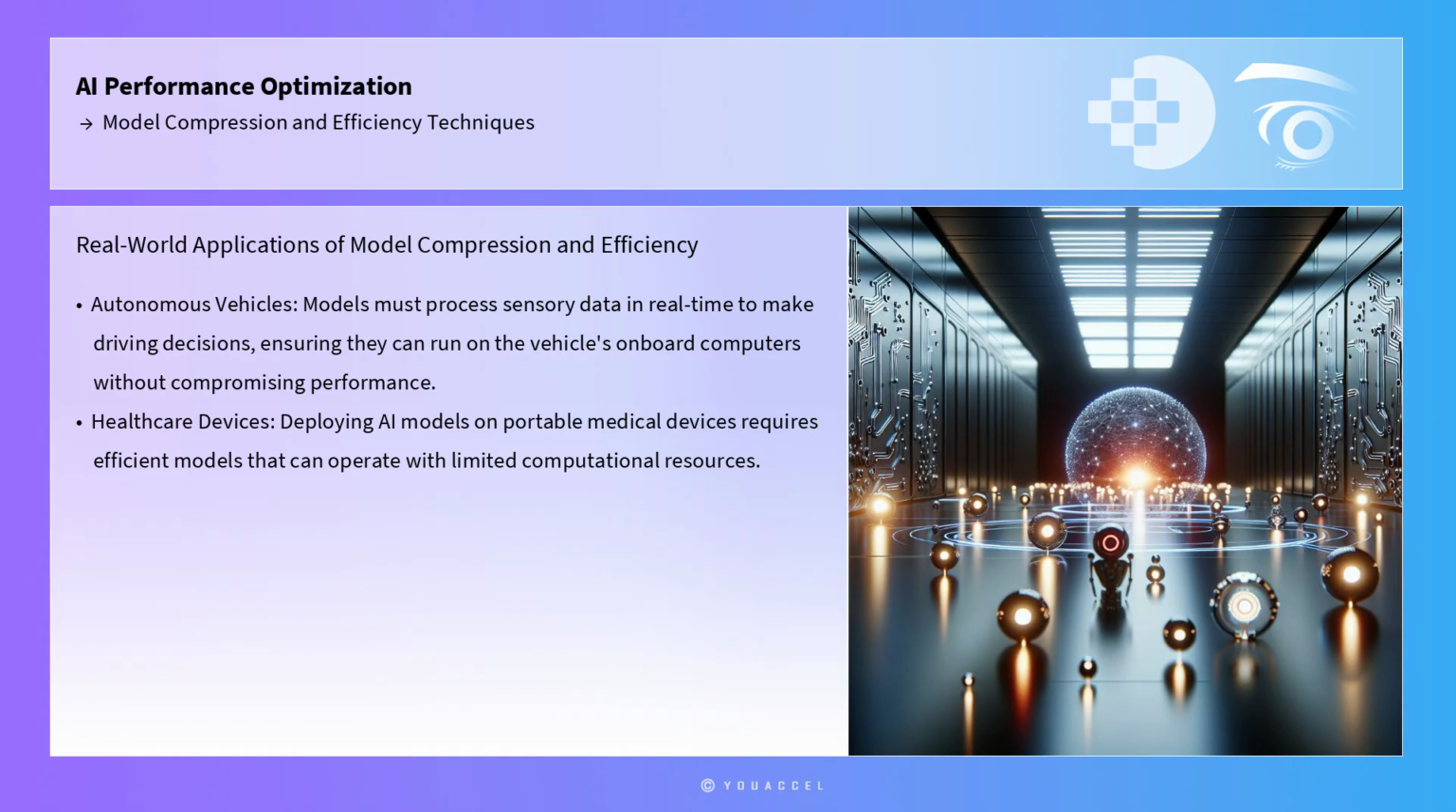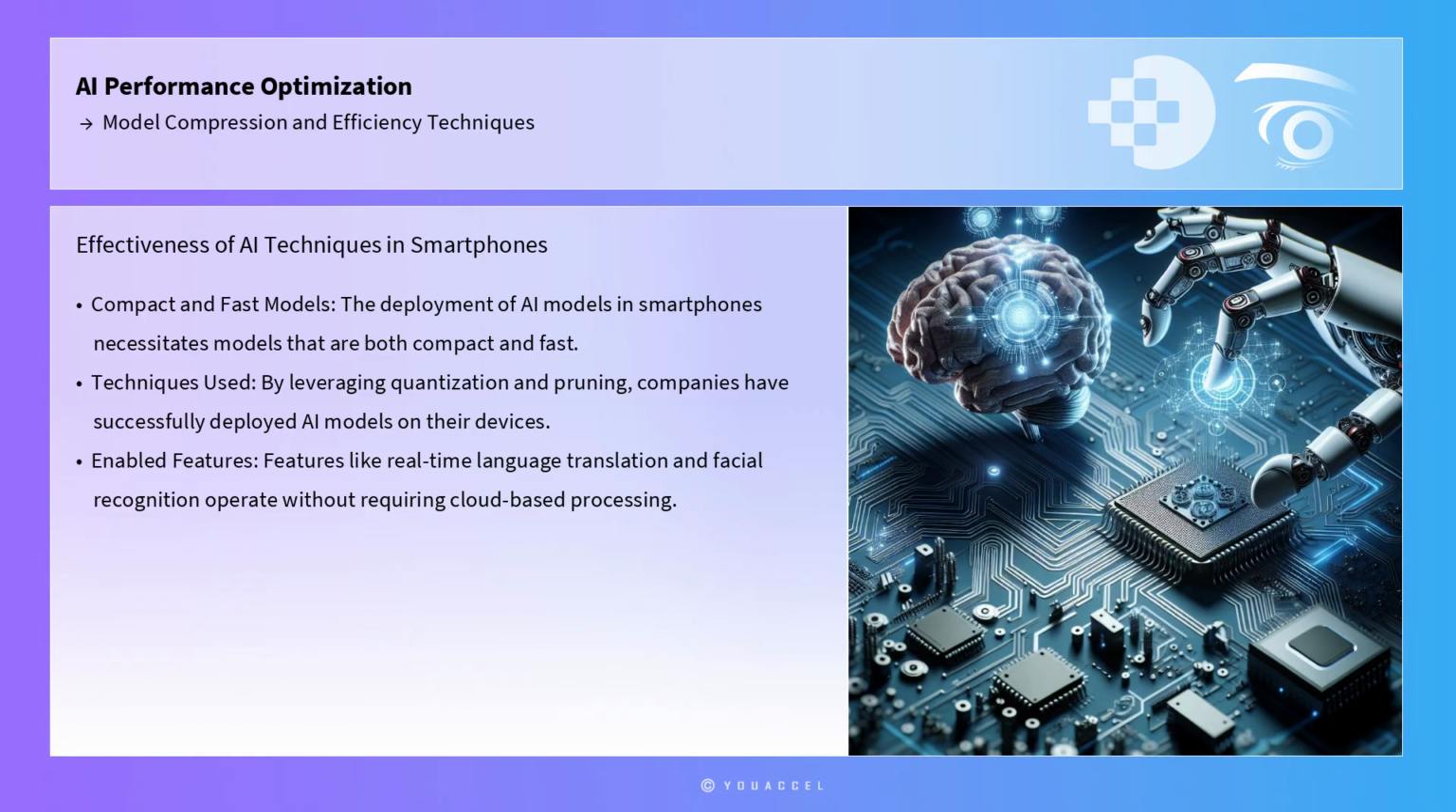Real-world applications of model compression and efficiency techniques are diverse. In autonomous vehicles, for instance, models must process sensory data in real time to make driving decisions. Model compression techniques ensure that these models can run on the vehicle's onboard computers without compromising performance. Similarly, in the field of healthcare, deploying AI models on portable medical devices requires efficient models that can operate with limited computational resources. Case studies further illustrate the effectiveness of these techniques.